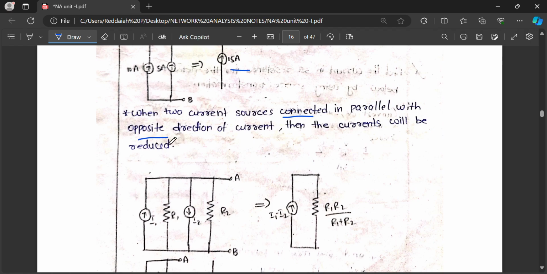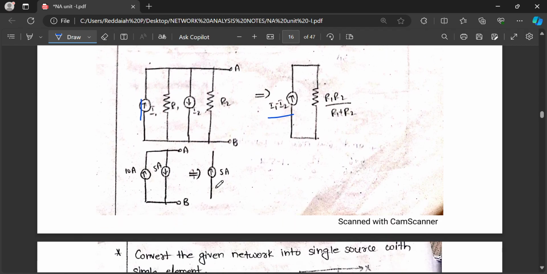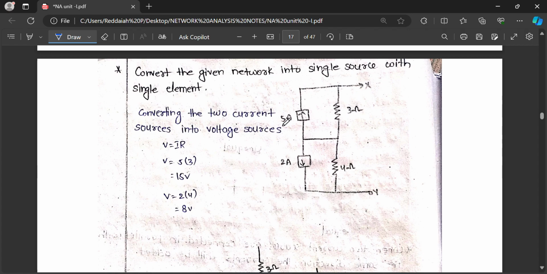When two current sources are connected in parallel with opposite direction, the current will be reduced. Suppose I1 is in this direction and I2 in this direction, I1 minus I2 we have to consider. Suppose 10 amps and 5 amps, it is 5 amps only, but the direction of current will be upward because the bigger current is 5 amps. This we have to remember.